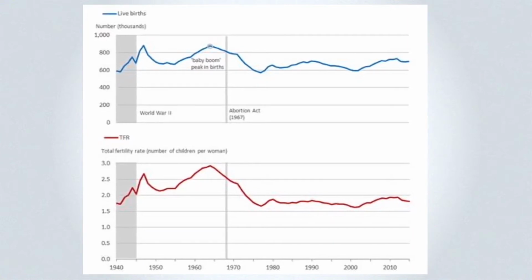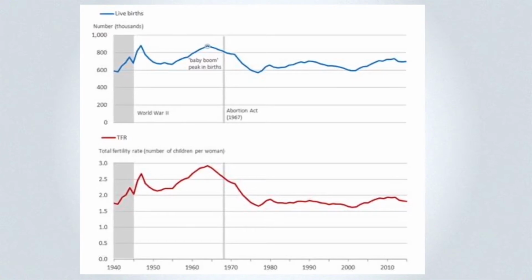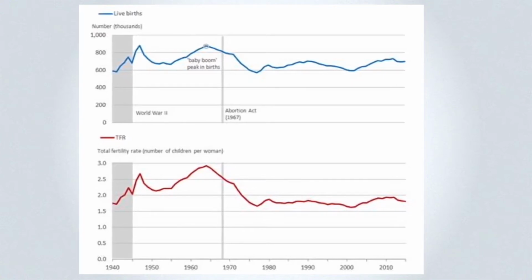1.6 leads to an ageing population. We've got an ageing population. An ageing population is a real problem that we're going to have to sort out.